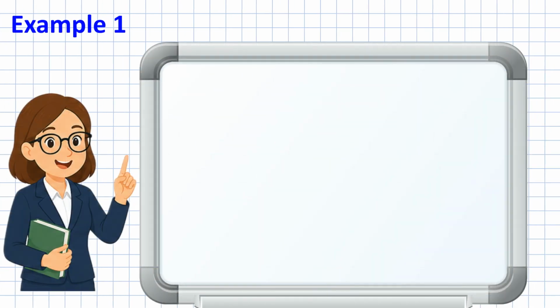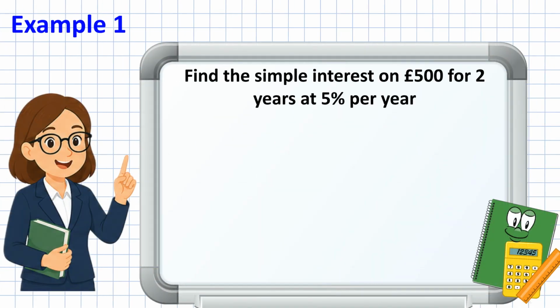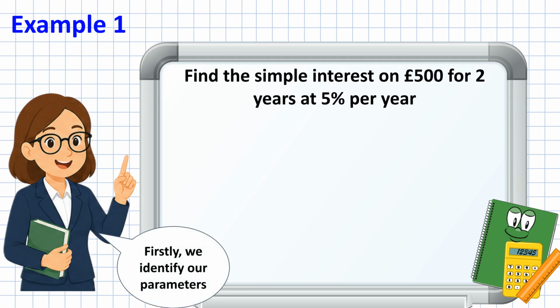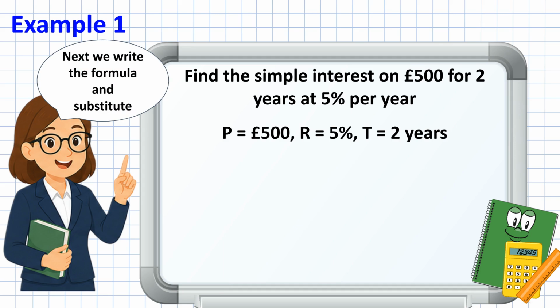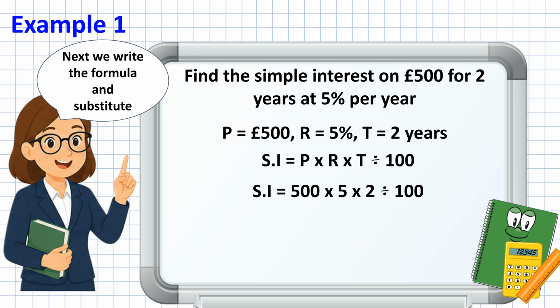Let's look at our first example. Find the simple interest on 500 pounds over 2 years at a rate of 5% per year. First, we identify our parameters. The principal is 500 pounds, the rate is 5%, and the time is 2 years. Next, we substitute these values into our formula. 500 times 5 times 2, all divided by 100.